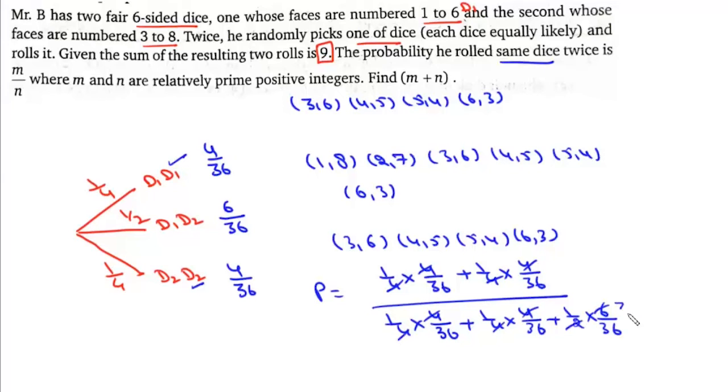Now this 4 will cancel. Now this is 3 and this 36 will also cancel. So this probability will actually be 2 by 5. And that's the value of m and n. Now we need to find the value of m plus n. So this m plus n will be simply 7, and that is the answer to this question.